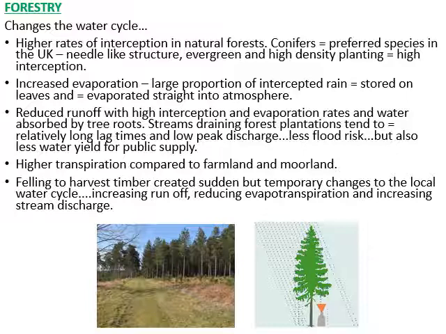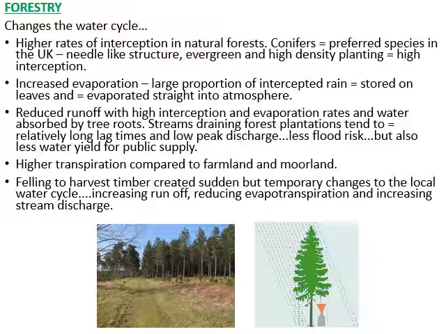And that can then increase the lag time, reduce the peak discharge on the hydrograph, which reduces flood risk, but also means there's less water for the public to use in those areas. We also tend to see higher rates of transpiration from these kind of forests than we would from farmland or moorland, which are the kind of ground we tend to be planting forests on.